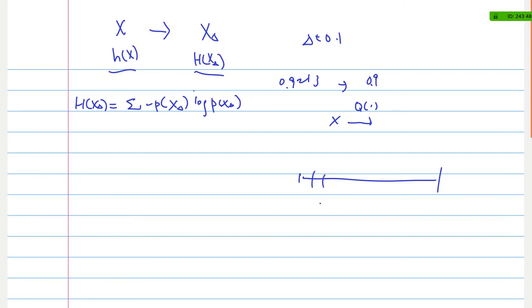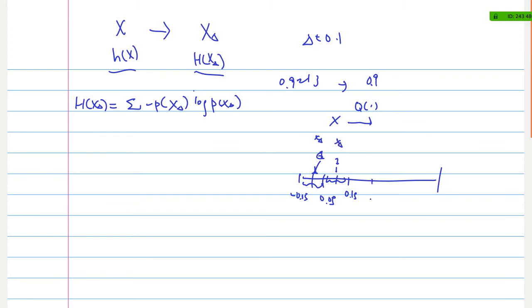What I can do is say, for example, from minus 0.05 to 0.05, I say it is equal to 1, let's say. And then from 0.05 to 0.15, I say all of this is equal to 0, I want to say. And this is a basic x delta. So within this range, x delta is 0. Within this range, x delta is equal to 1.